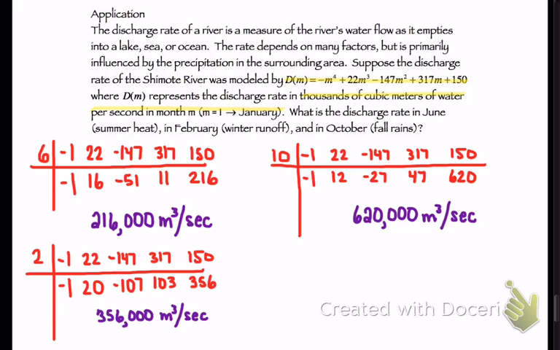So it looks like there is my application problem. Understanding that I can use synthetic division, I can plug in to find the discharge rate in any one of those months, and good job.